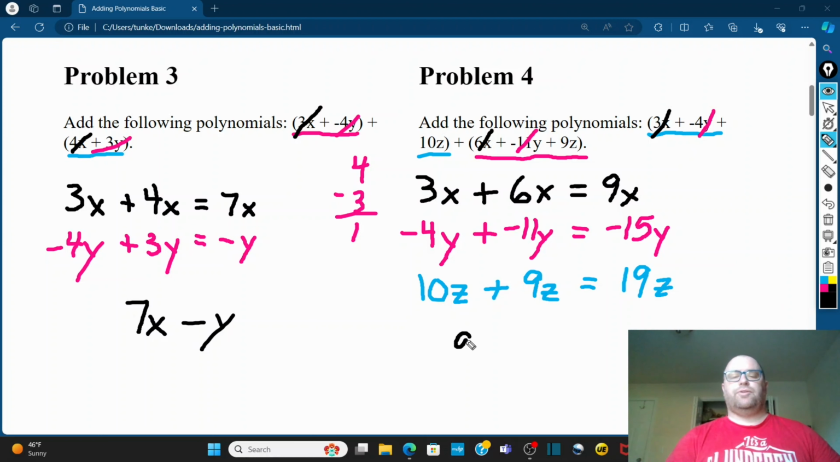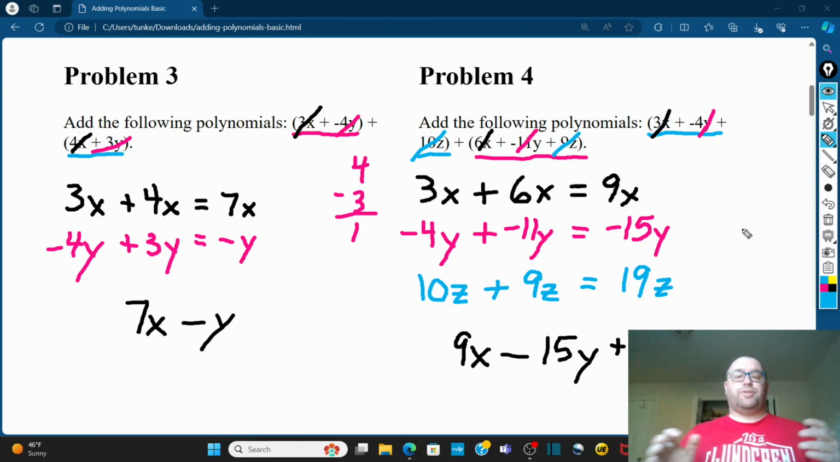All right, so our solution we'll write as 9x minus 15y plus 19z. And that's all there is to it.